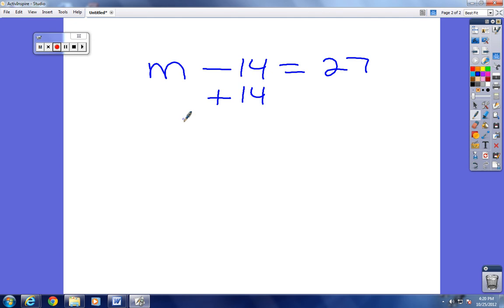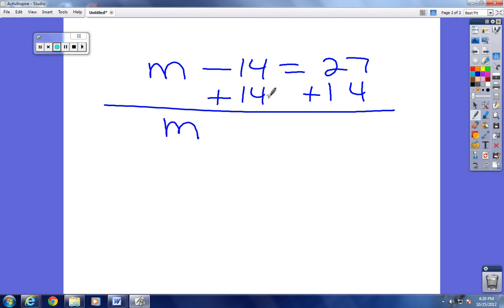Whatever we do to one side of the equal sign, we do the same thing to the other side of the equal sign. So on this side, we're going to put plus 14 also. Draw our line across. Now we're going to read the problem left to right, just like we read a book, looking at each part to see what we need to do. If we look at the m, nothing happened to the m, so we can bring the m straight down. Next, we see the two 14s. They are opposites, so they cancel out. Nothing happened to the equal sign, so that comes straight down.